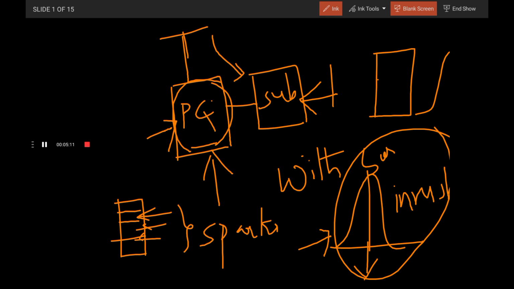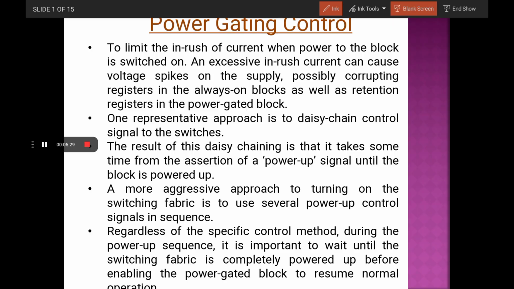Suppose there is a subsystem. If you are providing such a current at that time, there may be another subsystem like this, and in this subsystem also some registers are there. If you are providing such an inrush current, obviously it affects the resistor functionality as well. So that is also one important point. Okay, let's move on to the topic.